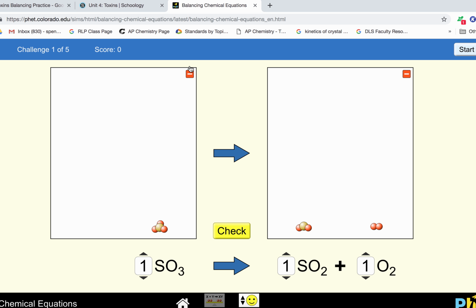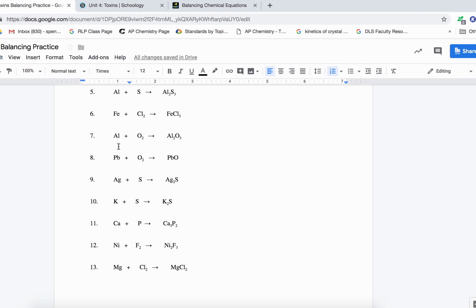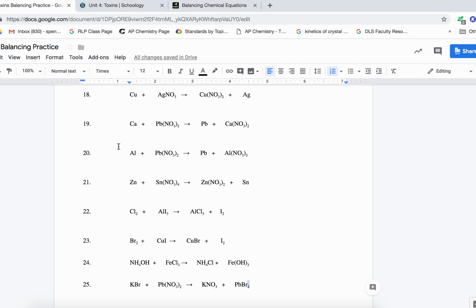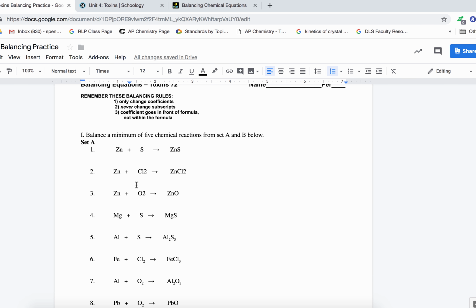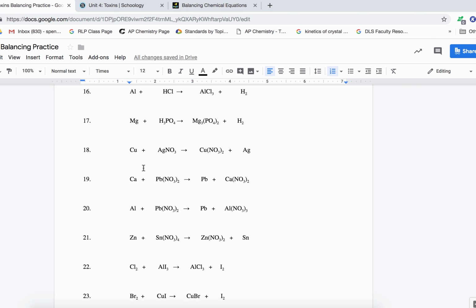Then you're going to move on to part 2 of the assignment, which is completing this balancing practice. Don't worry, you don't have to do all of them. I know there's a ton of them. There's 25, I think, total. But what you're going to do is pick 5 from each set. So you're going to pick 5 from set A, and they can be any 5 you want. And then you'll pick 5 from set B, and they can be any 5 that you want.